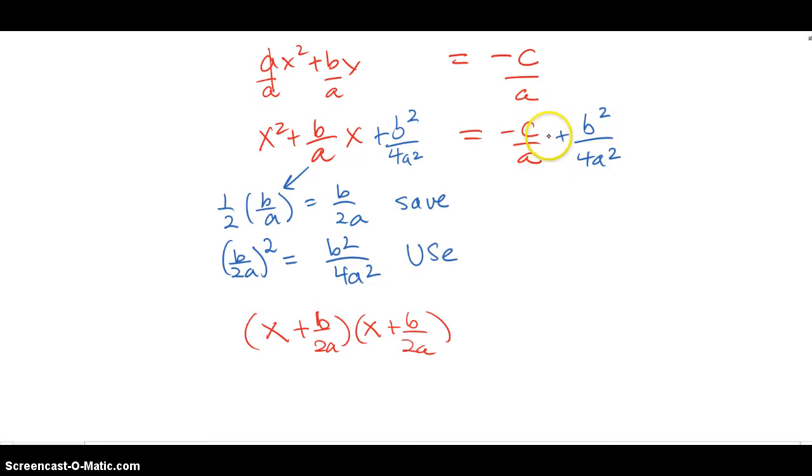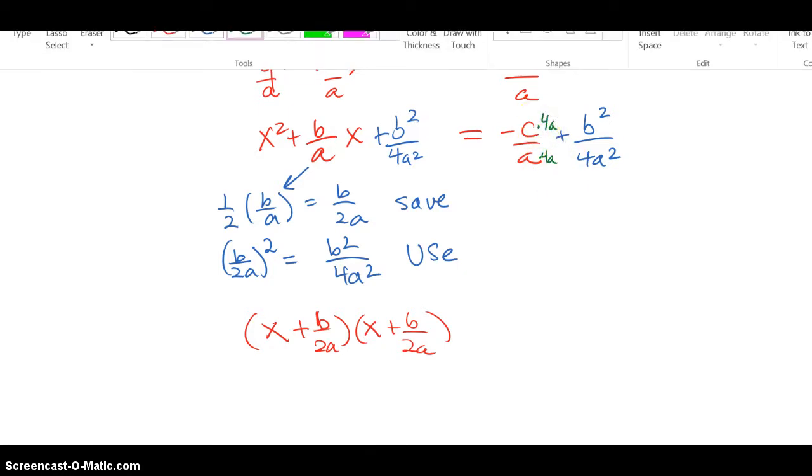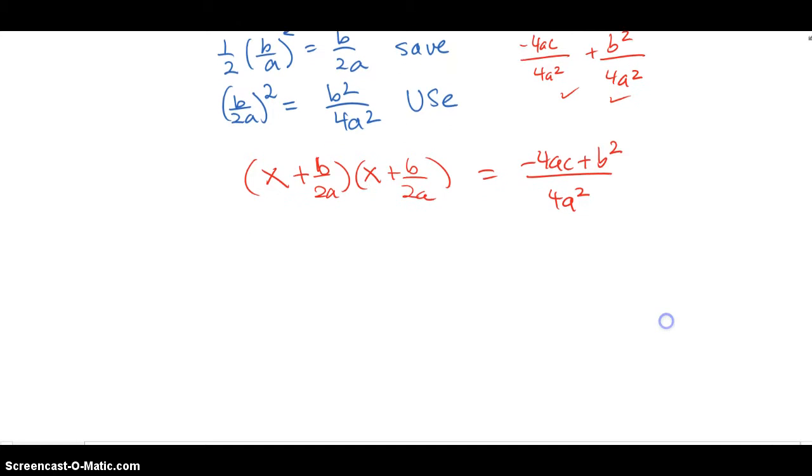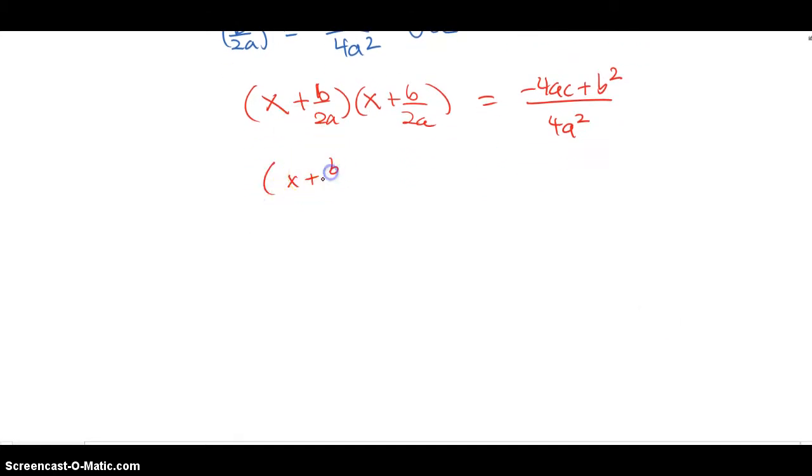On the right, I need to get a common denominator, so I'm going to multiply top and bottom by, I guess, a 4a to make the denominators look the same, so I'm able to add those two guys. That's going to be negative 4ac over 4a squared and b squared over 4a squared. So I have 4a squared downstairs, same denominator, and up above, just put the numerators together because they're not like terms and you cannot add them. Now I am almost there. I have a binomial squared equals, I'm going to put the b squared first because I just like it to start with a positive term.